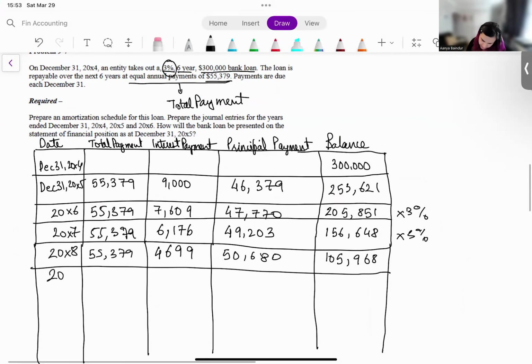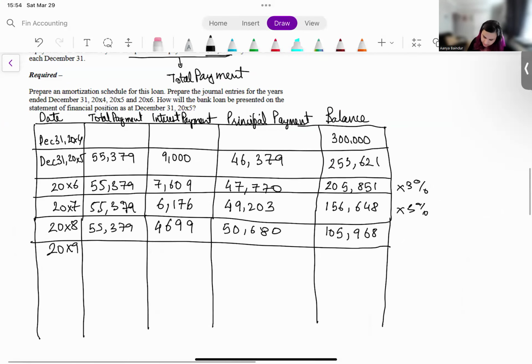Now next 20x9. So basically this keeps going on and on until we have 6 payments. After that, the loan will be entirely paid off. You can skip to the next part if you don't want to sit through it, but I will just create it really quickly. So again, 55379. You can check your answers afterwards.